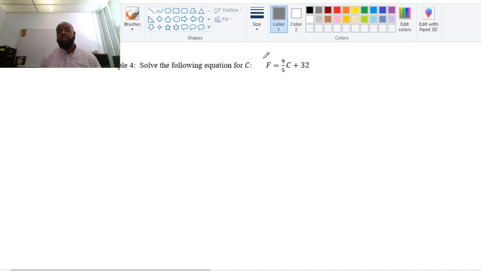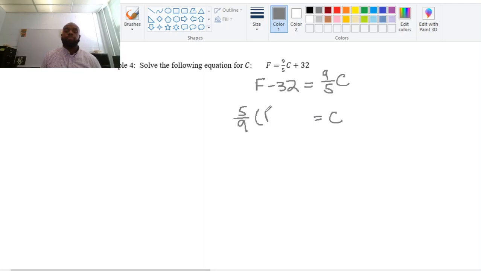If I were to do that, which is what it's asking me to do here, I just solve like I normally would. We treat F as if it is a variable, which it is. And if I solve for C, I divide both sides by 9/5, which is the same thing as multiplying by the reciprocal. And so this gives me a formula for converting from degrees Fahrenheit to degrees Celsius. All right, that's just an example.